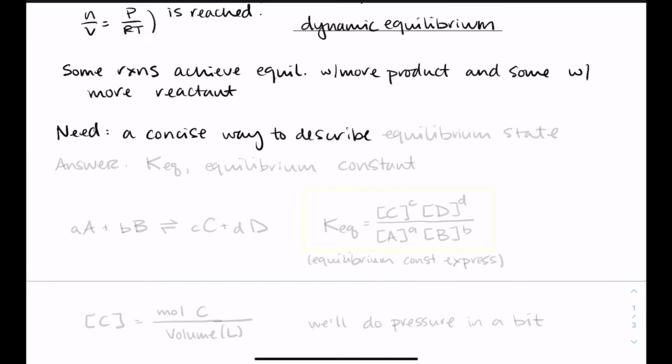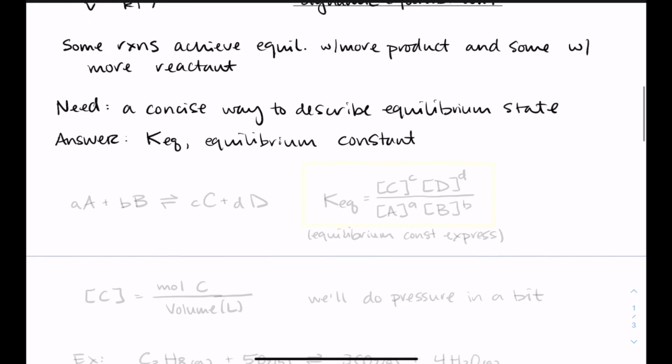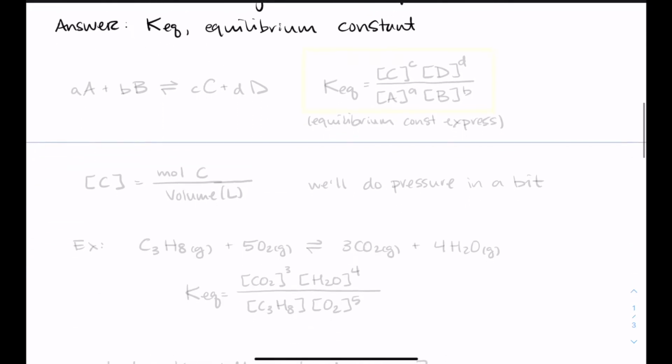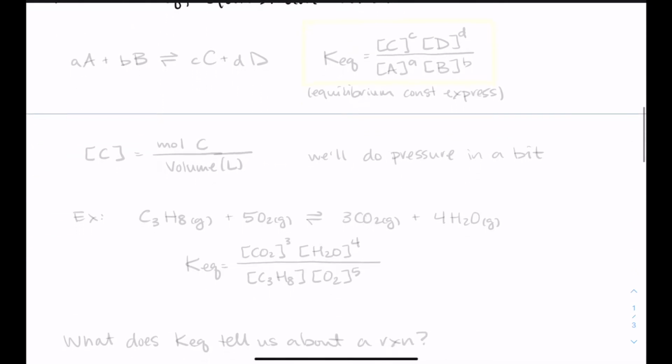KEQ is the equilibrium constant. You will see we'll drop the EQ off of here and just write K in a lot of cases. There will be some helpful subscripts that come up. And sometimes we'll add EQ back in here just because we use the letter K for so many things. But this capital K EQ is the equilibrium constant.